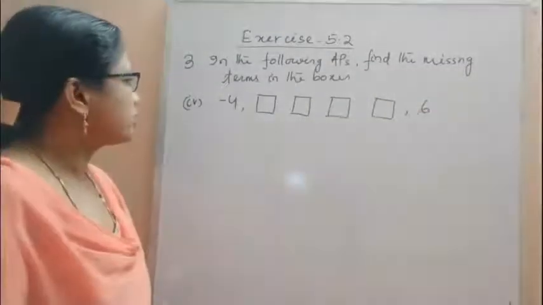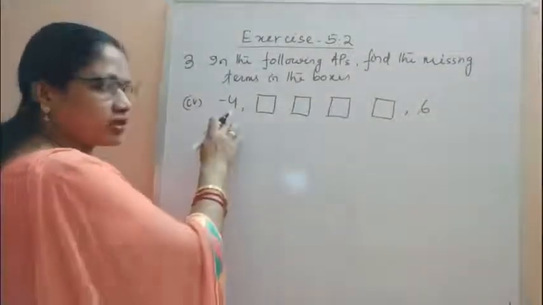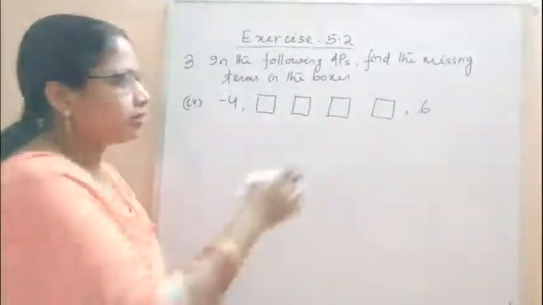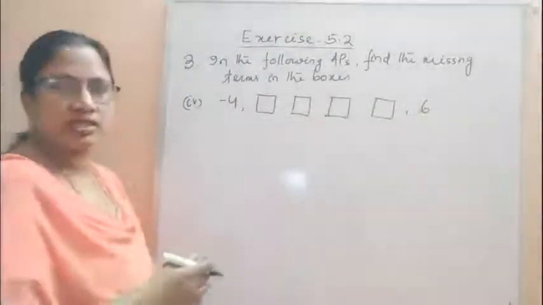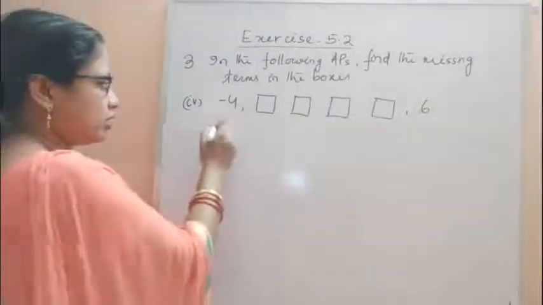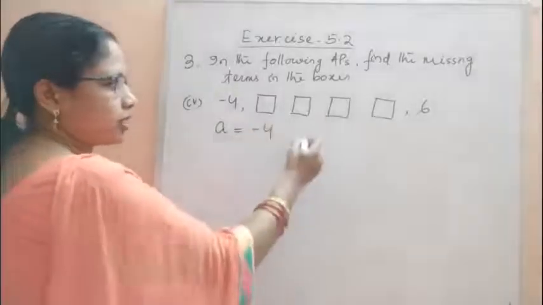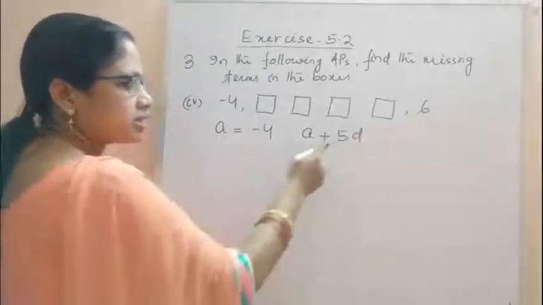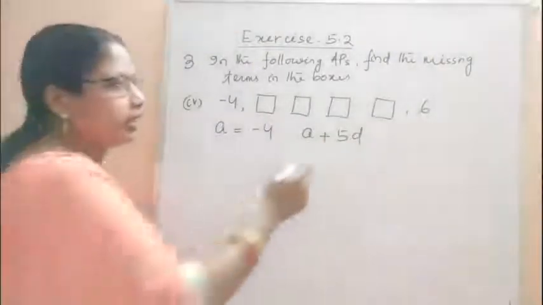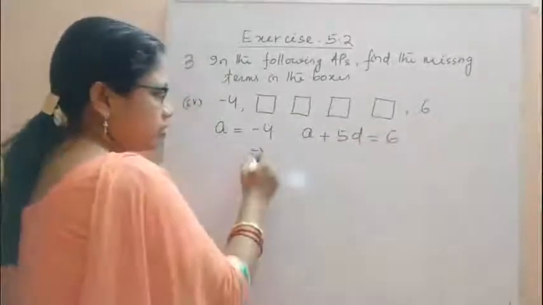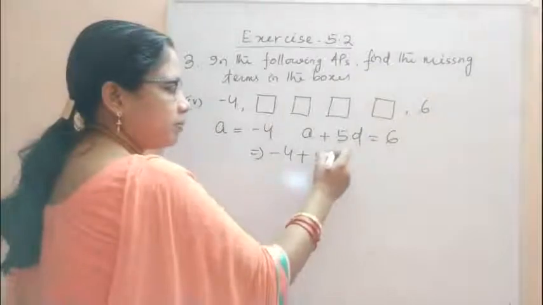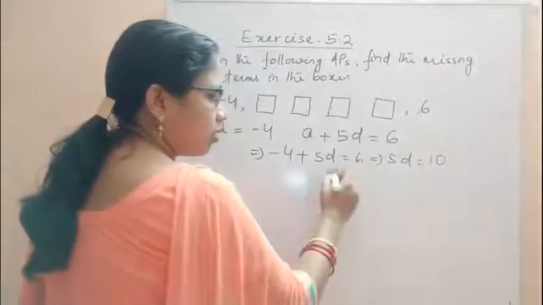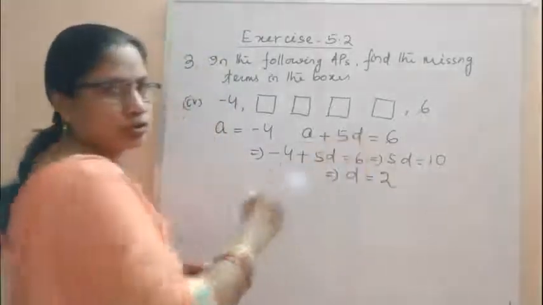So next bit, minus 4. The first term is given; the second, third, fourth and fifth terms we have to find out. Then the sixth term is given. So here a is equal to minus 4, and a plus 5d is a6. So a plus 5d is equal to 6, which implies minus 4 plus 5d is equal to 6. So 5d is equal to 10, or d is equal to 2.